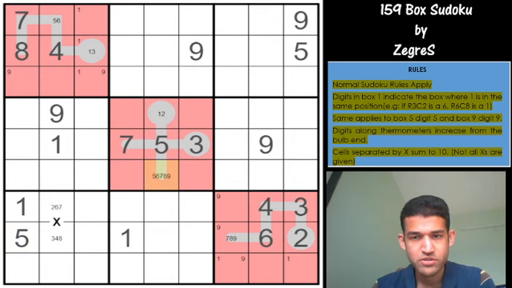This is not 5 or 7. That's 6, 8, 9. 6, 8. 8 is not possible because that would force a 5 here. So this is 6 or 9. So either this cell is 5 or this cell is 5. Okay. So 1, 3, 5, 7, 9 we got here. So 2, 4, 6, 8. So let me write some pencil marks. This is 4, 6, 8. 2, 4, 6.